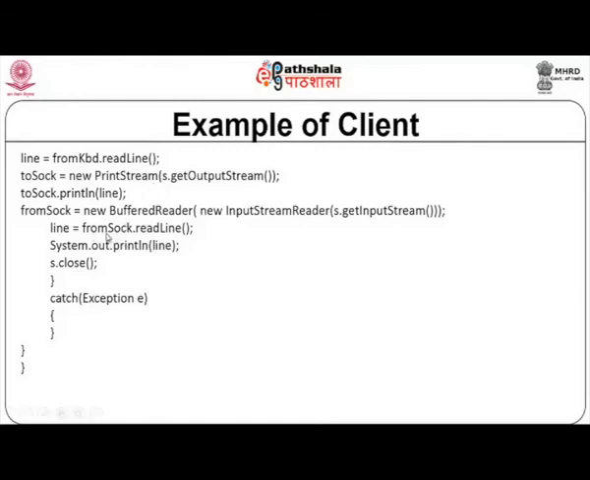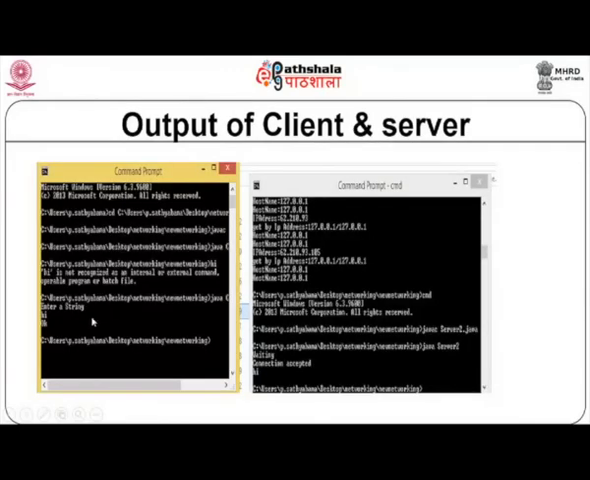So, we create a fromSocket object using this BufferedReader. We get the input stream of the socket, wrap it with the BufferedReader, and use the readLine method to read the data from the socket, and we try to print it on the screen. So, this is actually happening. We see the output here.